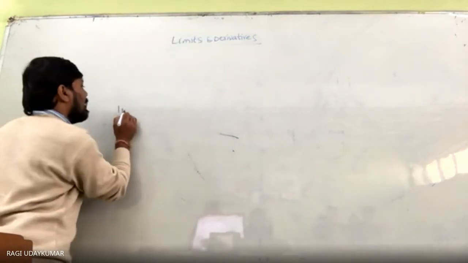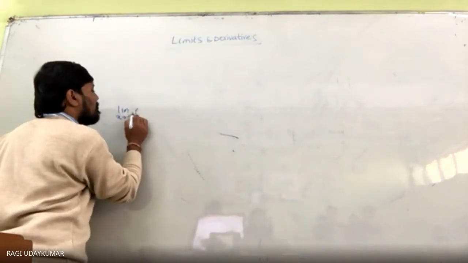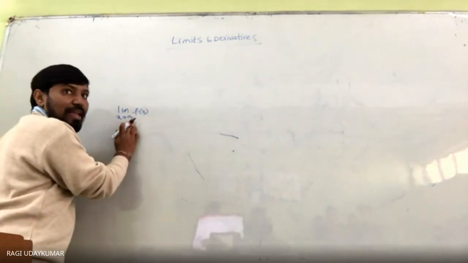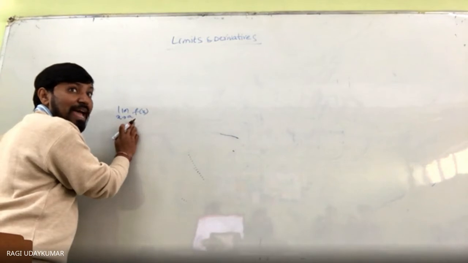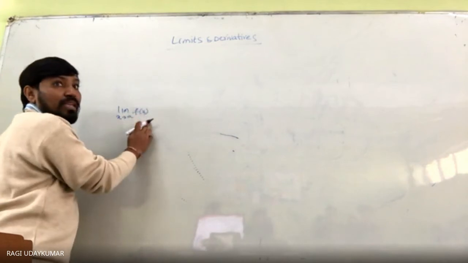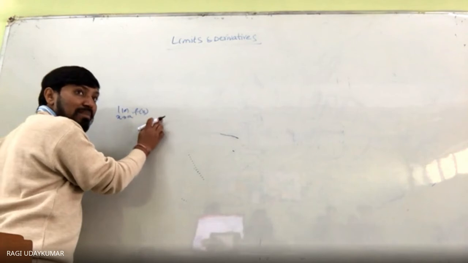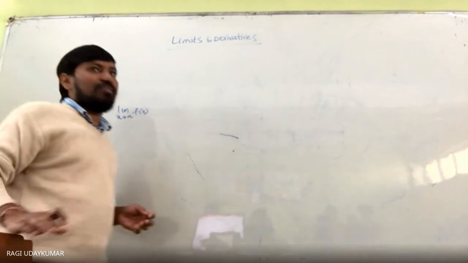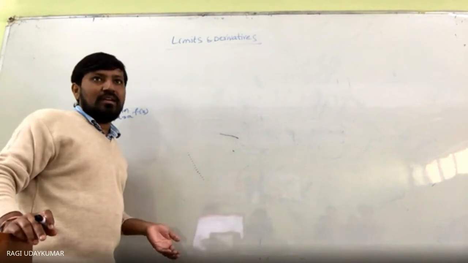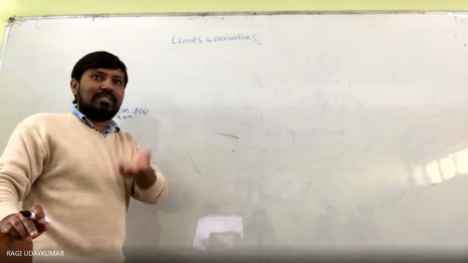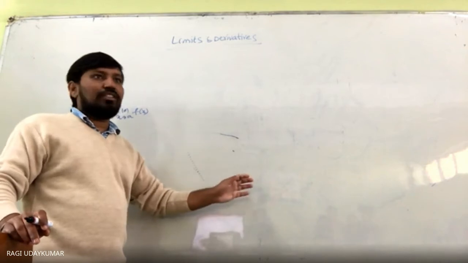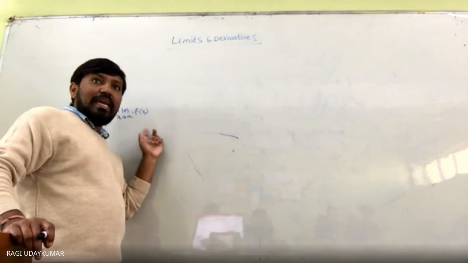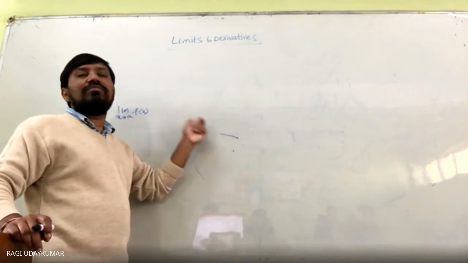Whenever you are taking limit x tends to a, f of x is nothing but, when x is approaching the value of a, what is the value of f of x? f of x is a function. It may be any trigonometric function, an algebraic function, or any type of function, maybe sin x by cos x or sin x plus 2 cos x. So when x is approaching the value of a, what is the value of f of x?